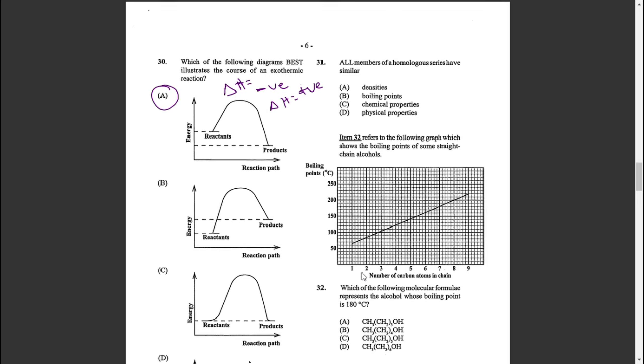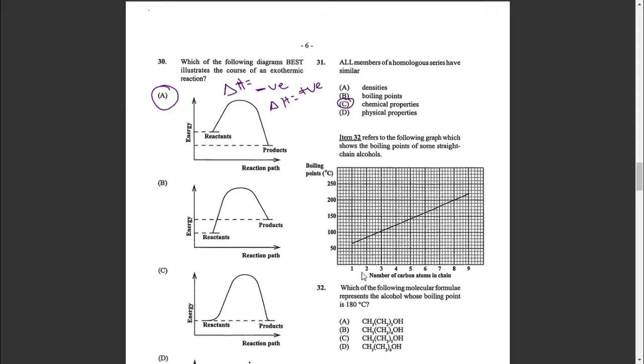31. All members of a homologous series have similar densities, boiling points, chemical properties, or physical properties? Chemical properties. You would expect that methanol and propanol, which belong to the alcohol group, would react the same way.